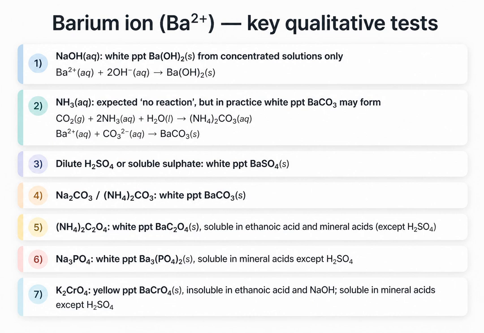BaSO4 is extremely insoluble. It also forms BaCO3 with carbonate, BaC2O4 with oxalate, which dissolves in acids because oxalate is protonated, and barium phosphate with phosphate. Finally, potassium chromate gives a yellow precipitate of BaCrO4, which is a classic confirmatory test. It does not dissolve in ethanoic acid or sodium hydroxide, but it does dissolve in mineral acids except sulfuric acid.